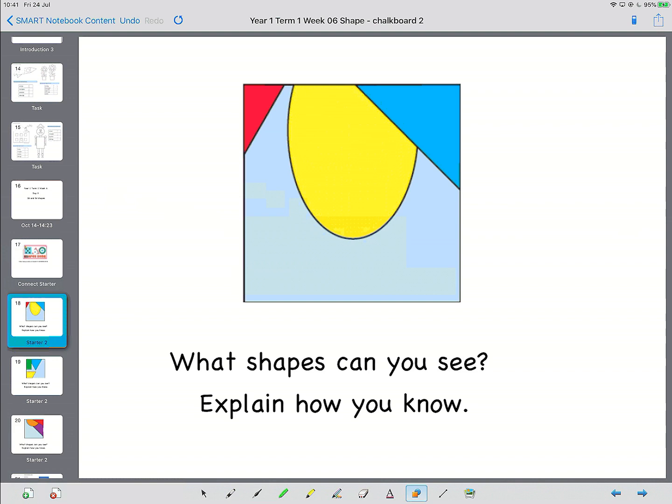Okay, so today's challenge, which comes from the Enrich website, is trying to identify what shapes you might be able to see here and explaining how you know. So have a look at the three shapes that you can see through this window and tell your grown-up what you think they might be.